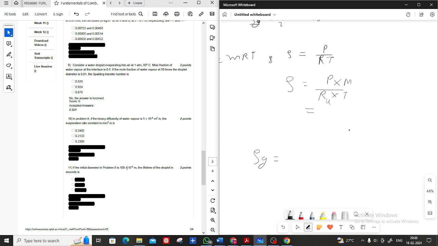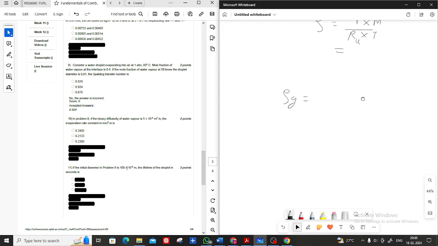Now in this case, what M should be taken? We will take the average value of M. Suppose this is the droplet. We can take the molecular weight of the mixture at this point and at infinity, a very far distance. The molecular weight near the surface will be the summation of xi into Mi.